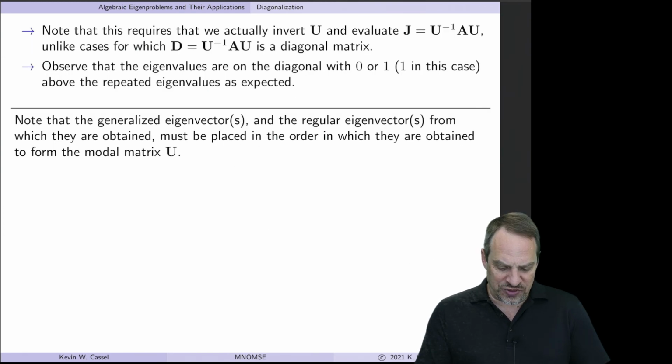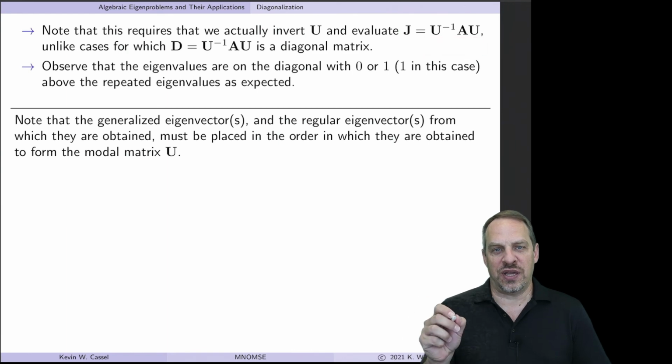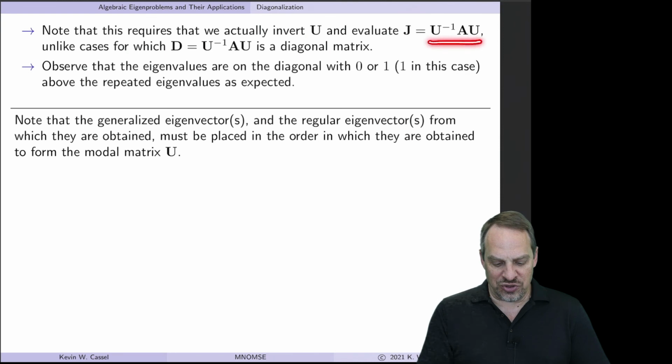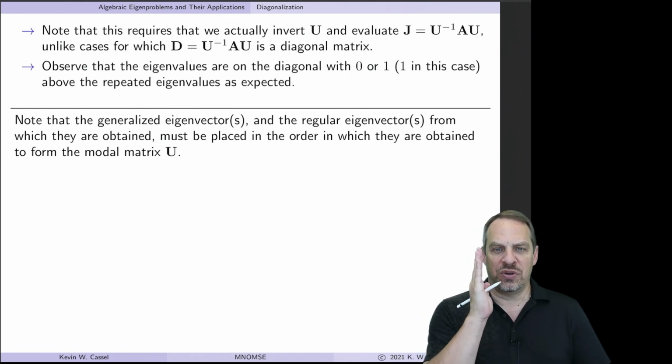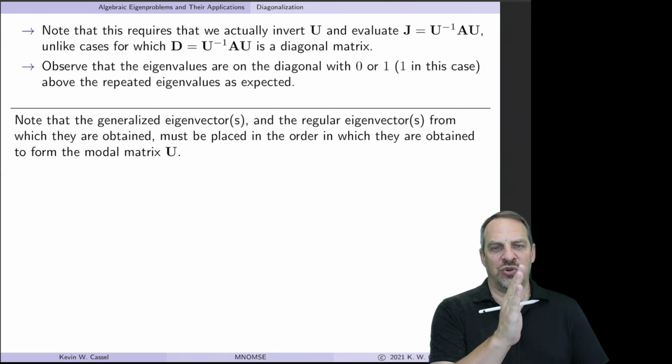So once again, just to remind us, and I hate to keep harping on this, but we just need to remember, in this particular case, non-symmetric A with repeated eigenvalues, Jordan canonical form, we actually do have to multiply out U inverse times A times U to get that Jordan canonical form. That's the only way to get it. And as I just said a moment ago, when you put the eigenvectors into the modal matrix, you have to do them in the order in which you got them.